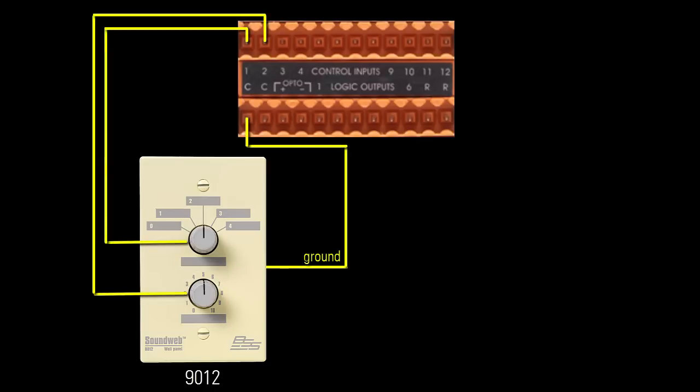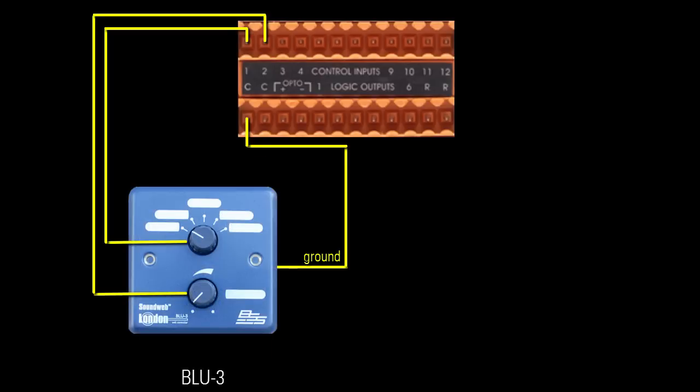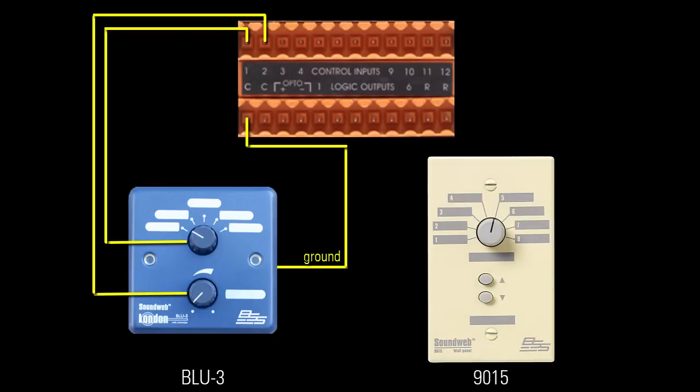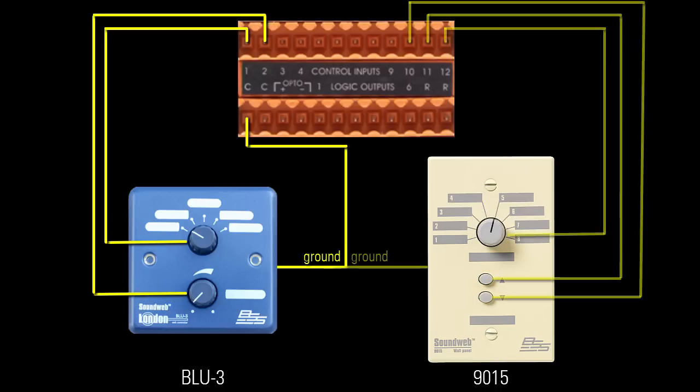Therefore, it requires 2 GPI ports per controller. This is useful for source selection of up to 5 sources and volume control. The Blue 3 is the EU version of the 9012. The 9015 contains a single 8-position resistor ladder and 2 contact closures. Therefore, it requires 3 GPI ports per controller.